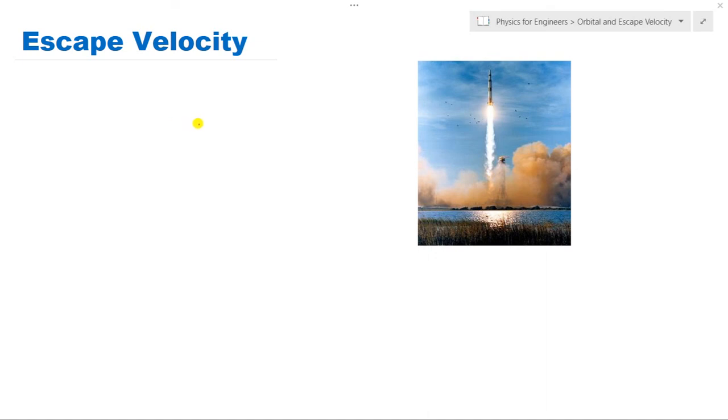So, important ang escape velocity, class, kay para mabaton kung unsa nga velocity ang dapat i-achieve or i-attain sa atong rocket para makaikyas siya sa gravitational pull sa atong Earth. So as you can see in the picture, gilaunch ni siya nga rocket. So para mo-propel siya or mo-continue siya moving upwards, dapat iyang ma-attain ang gitawag nga escape velocity para di siya ma-pull back towards the Earth.